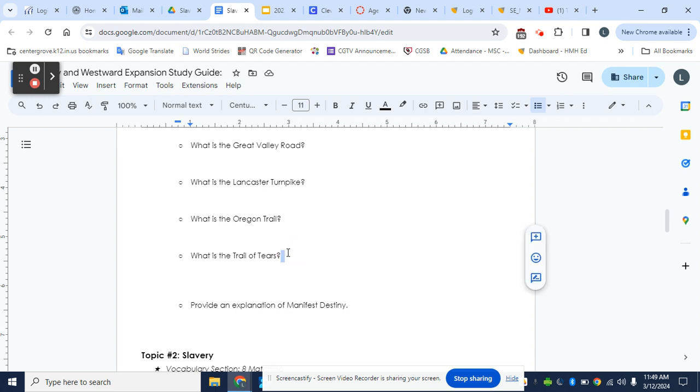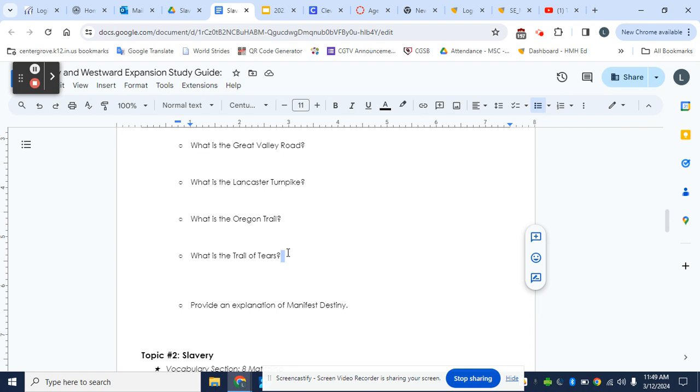And for the Trail of Tears, this is a pathway that Cherokee Native Americans took when they were being forcibly removed from their native lands in the east to Indian Territory in the west.